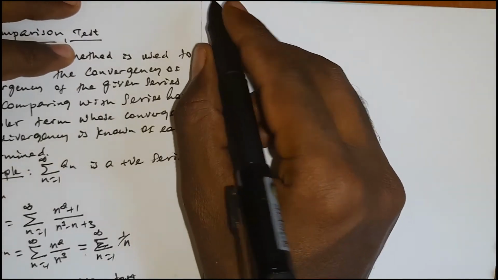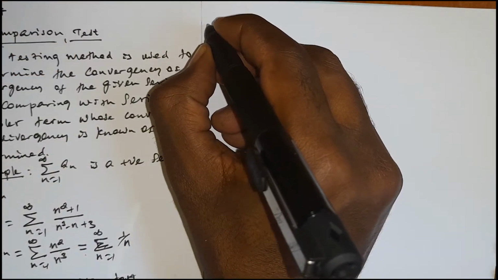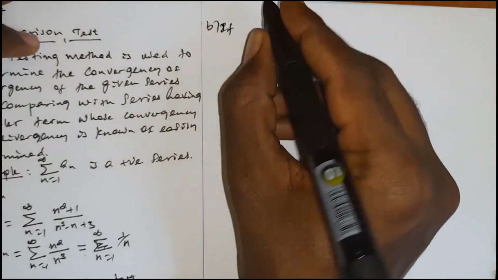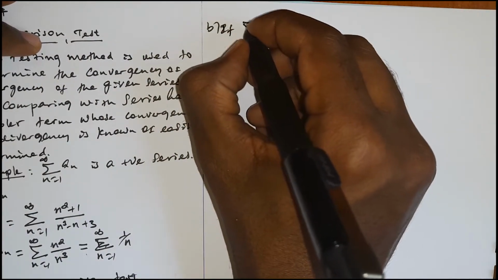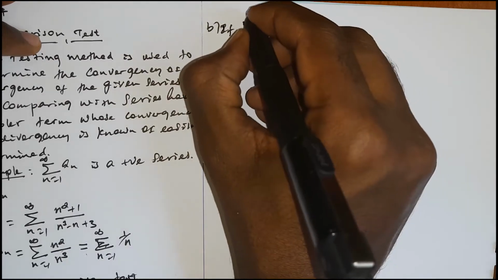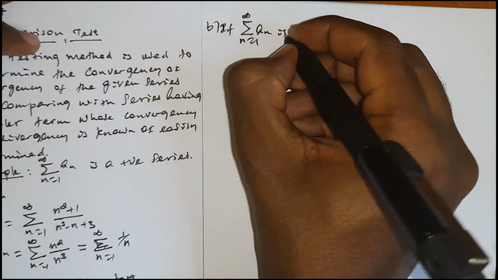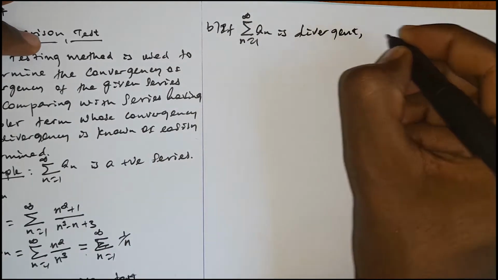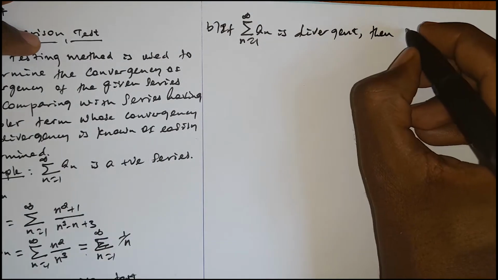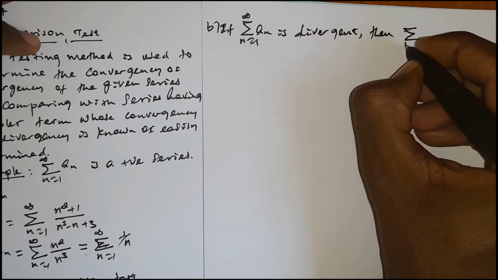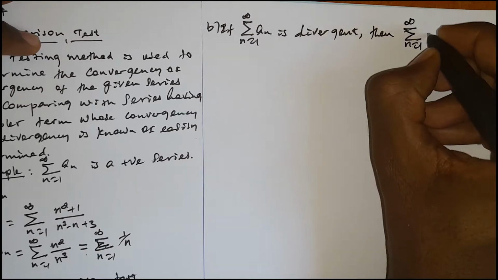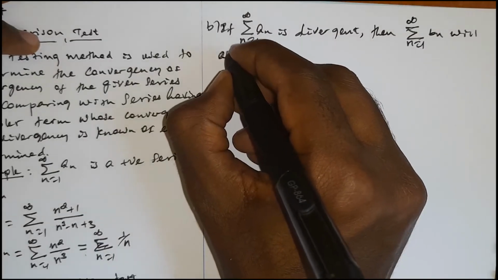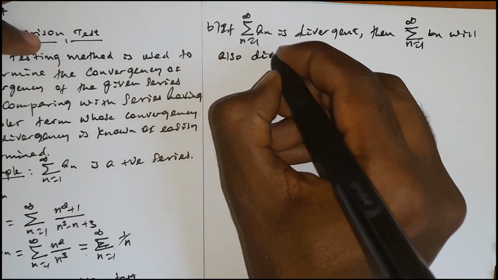Another case is, let's say B, if the smaller series An is divergent, then the larger series Bn will also be divergent.